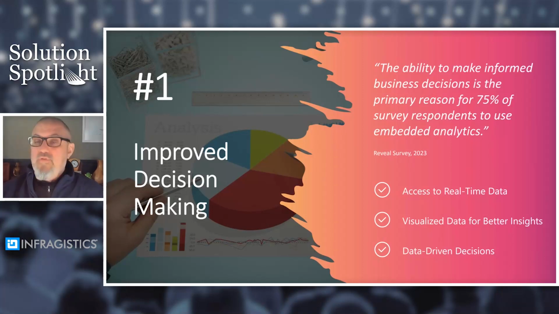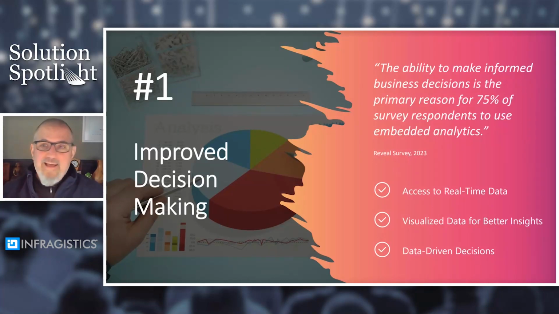And one of the results of the survey was the ability to make informed business decisions is the primary reason for 75% of survey respondents to use embedded analytics. So I want to be able to make decisions in context, in place, while I'm looking at other things in my applications that I use.